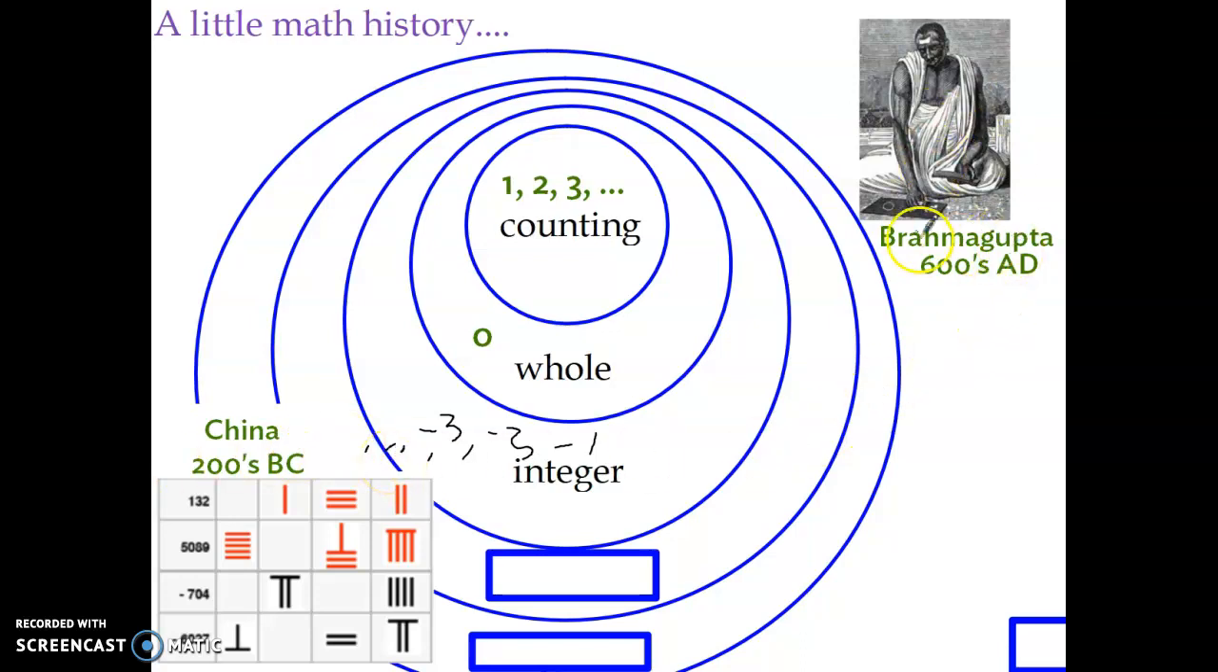So Brahmagupta, who was an Indian mathematician in the 600s, had an idea of negative numbers. Also in China, 800 years before that, in the 200s BC, they had a way of demonstrating negative numbers. So negative numbers were used in various parts of the world. In Europe, it was many, many centuries later before they came up with, or agreed to use, negative numbers as part of their mathematics.